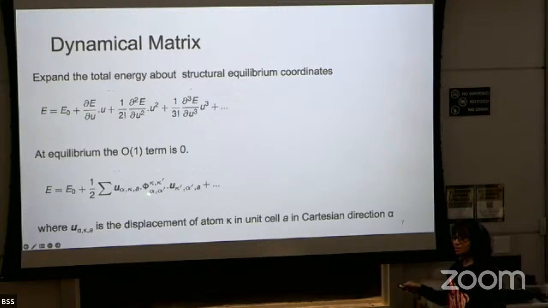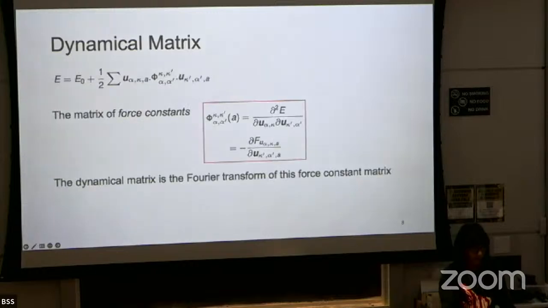So this is basically the matrix of all the force constants. It's the second derivative of your energy, all of those terms. Or you can write it in terms of the first derivative of the force, the gradient of the force, like this. And the dynamical matrix is essentially the Fourier transform of this force constant matrix.